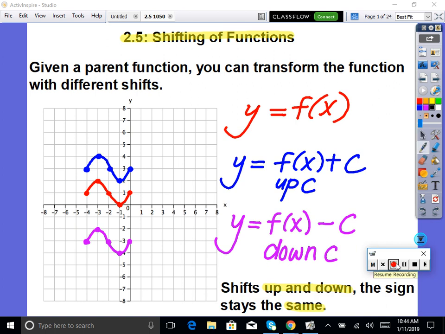Okay. All right, so let's begin today. Today we're going to be doing just one lesson, 2.5. We're going to be shifting functions. Here's the thing. We know how to shift functions. We'll be going with the same theme.